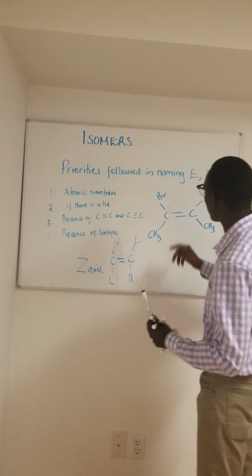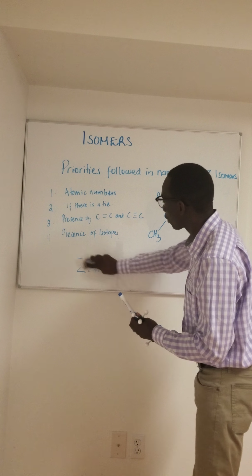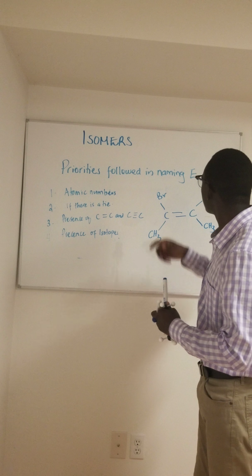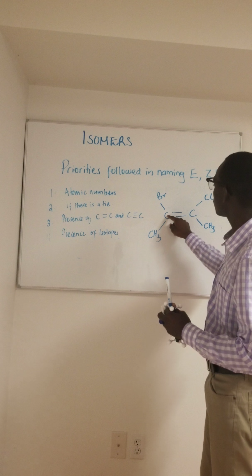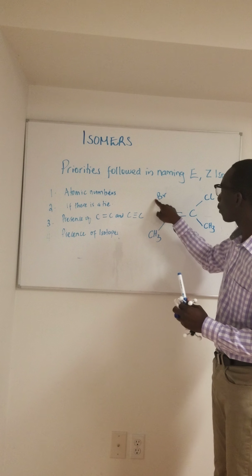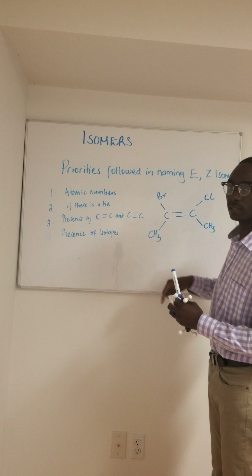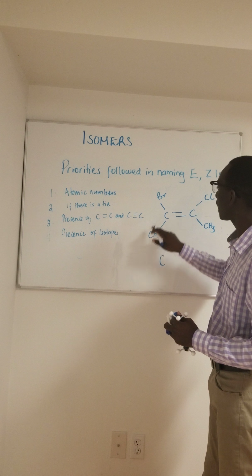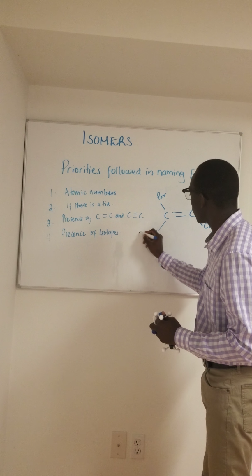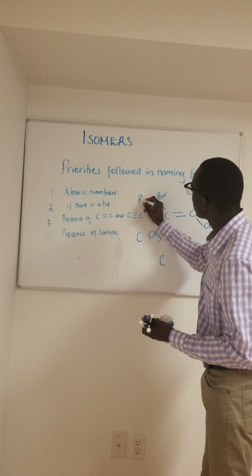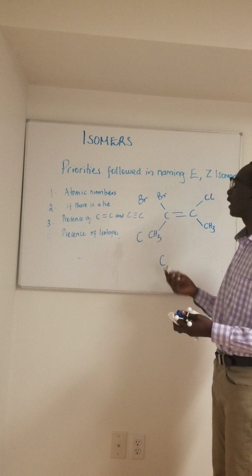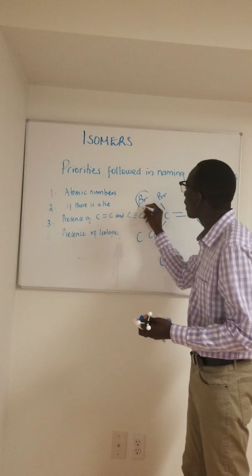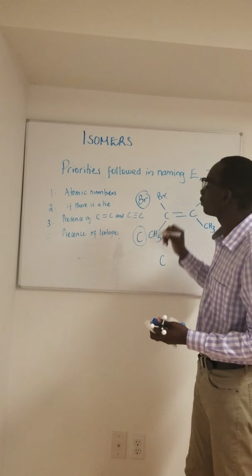Now on this molecule, we use the atomic numbers to determine which of these has a higher or a lower priority. On this carbon, we always look at what other atoms are bonded to it. On this side, this carbon is bonded to a carbon on the other side and a bromine atom. When we look at the atomic number, bromine is heavier than carbon. Therefore, bromine will take a higher priority.